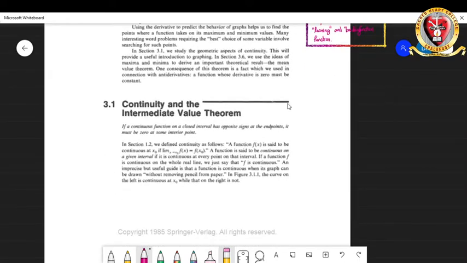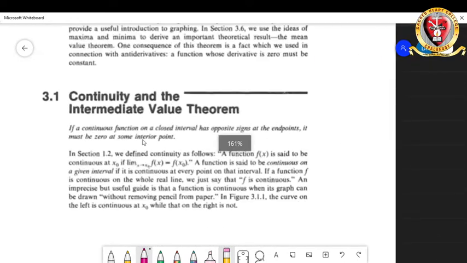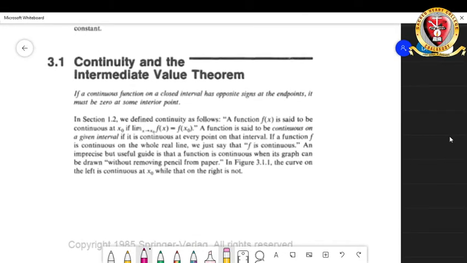To talk about continuity, we know that a function f of x is said to be continuous at the point x naught if the limit as x tends to x naught of f of x is equal to f of x naught. We have dealt with the definition in the earlier sections. And a function is said to be continuous on the entire given interval if it is continuous at every point on that interval. So that's how we define a continuous function.